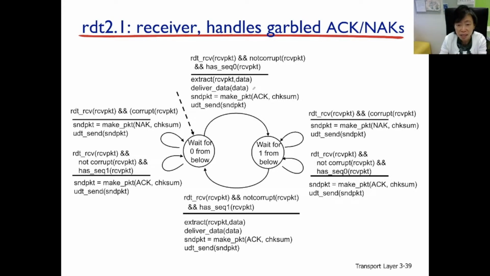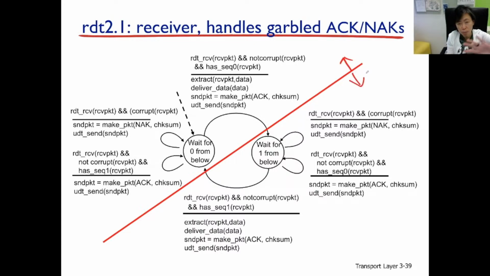We borrow the technique I used to describe the sender side. So the line in the middle here actually indicates the upper left and the lower right still are the mirror of each other. The difference is just that the upper left is handling data sequence number 0, expecting data sequence number 0, and the lower right expecting and handling sequence number 1.